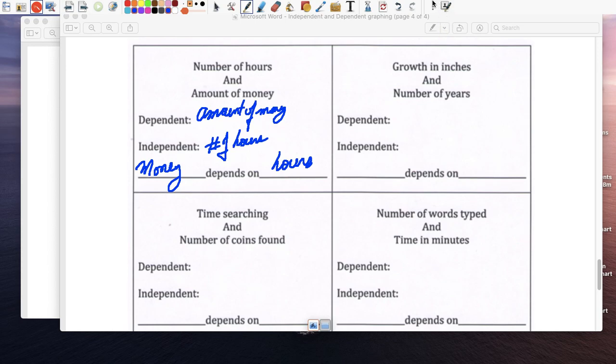Cause and effect. Growth in inches and number of years. So your growth in inches depends on the number of years, which makes the growth the dependent, right? And the independent the number of years.